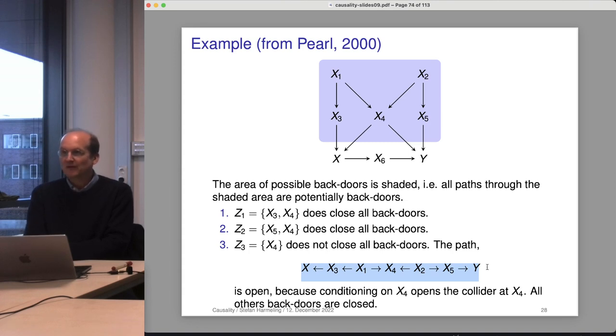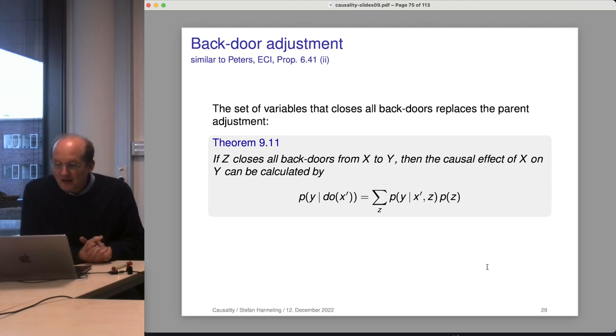So there will, of course, be an exam question where you have a graph and you need to close the back doors, right? And it's not so difficult to do. It's easy points in a way when you know how to do it. Okay.